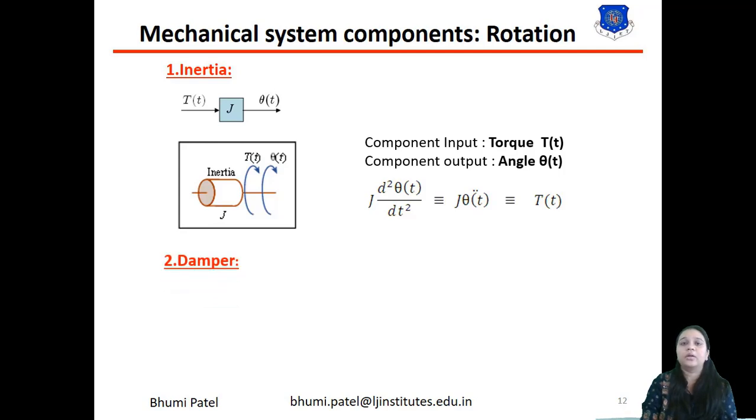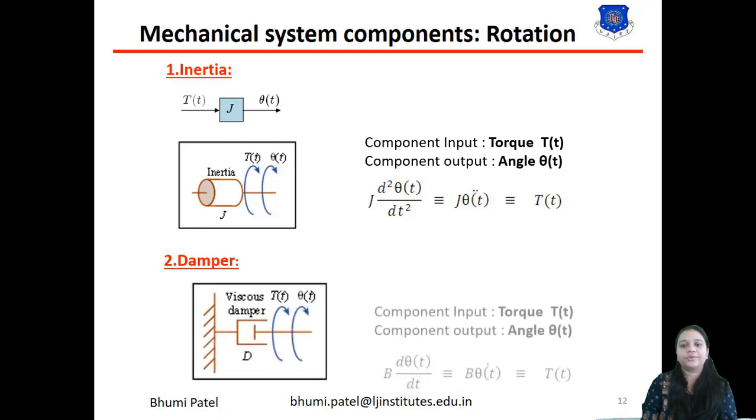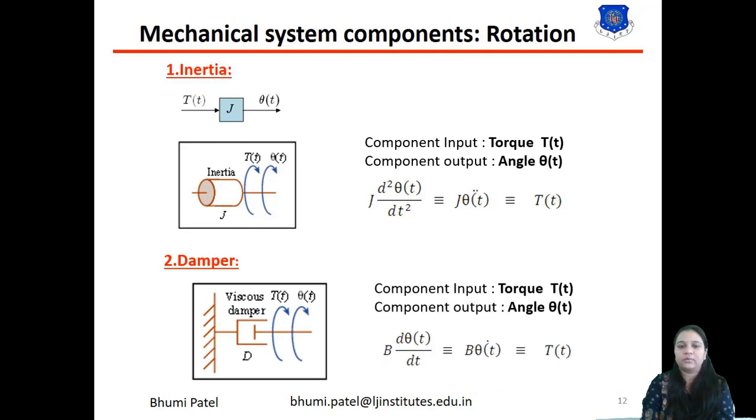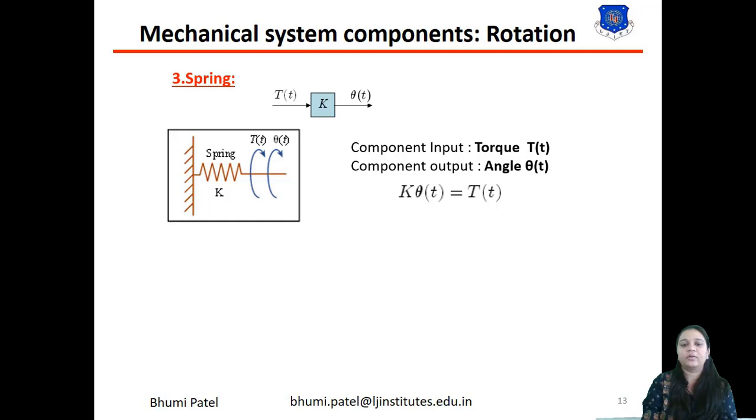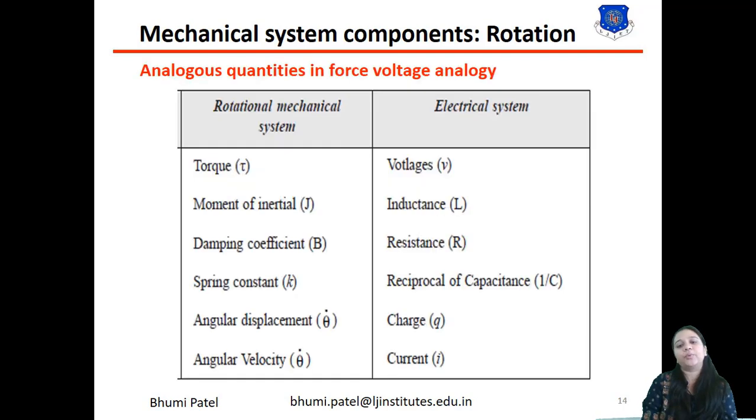The damper is the same as for translational motion. The damper is also known as the friction of the system. So the equation of the damper is B d theta of t upon dt, that is B theta dot of t, is equal to T of t. Here the component input is torque and the output is angle theta of t. And the third one is the spring, and the equation for the spring is the same as for translational motion: K theta of t is equal to T of t. The input is torque and the output is the angular displacement.